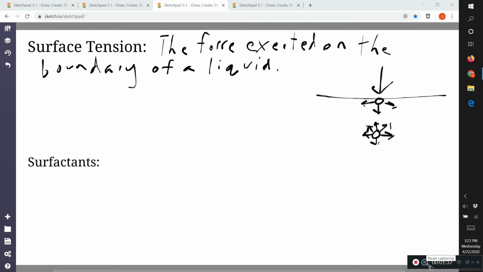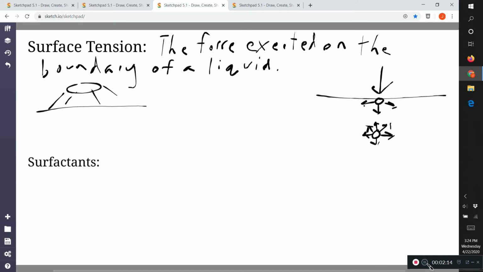Now, that force allows the surface to have more resistance to being punctured and moved through. That's why some insects like spiders and water striders, things like that, can actually balance on the surface of a liquid, because they are able to use that surface tension as the resistance force for them to hang around on the surface there. Water does this so well because it can form multiple hydrogen bonds.